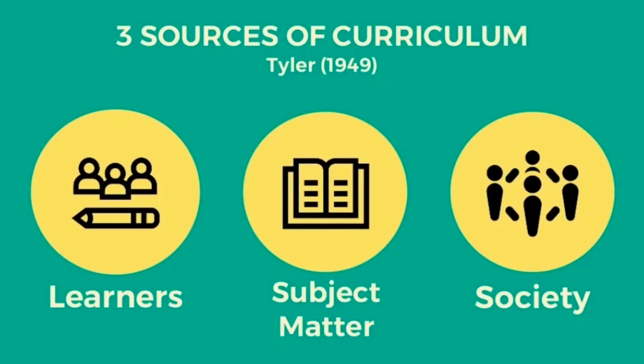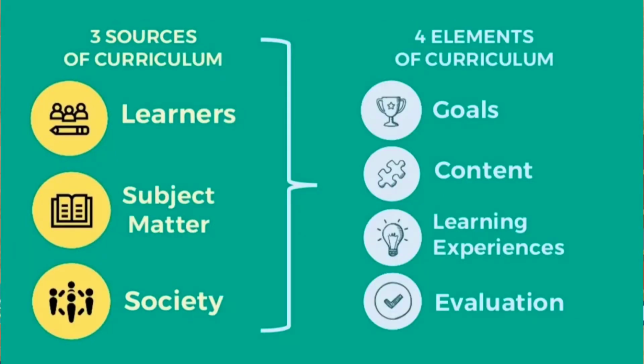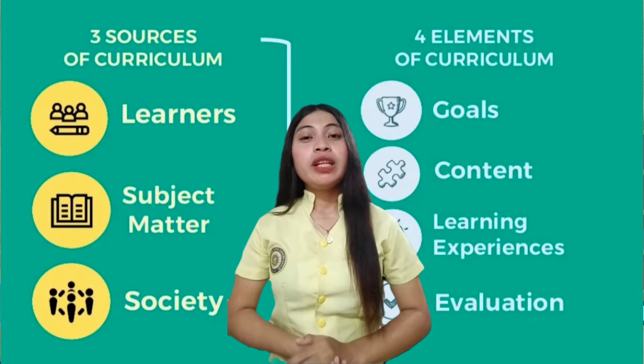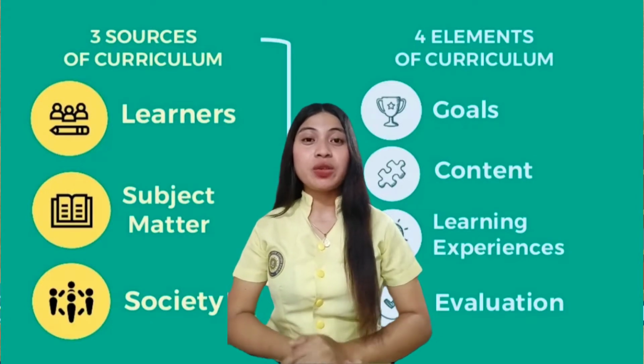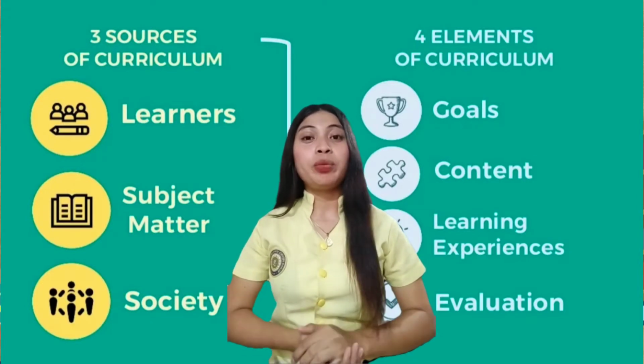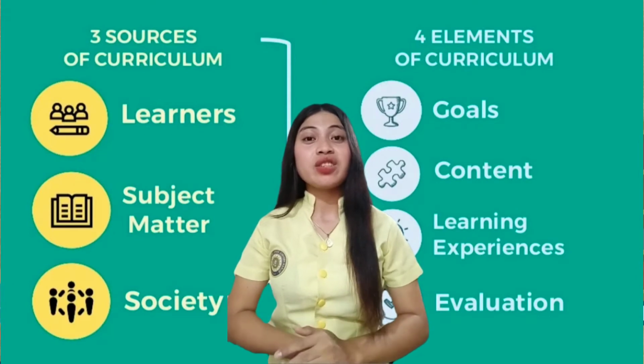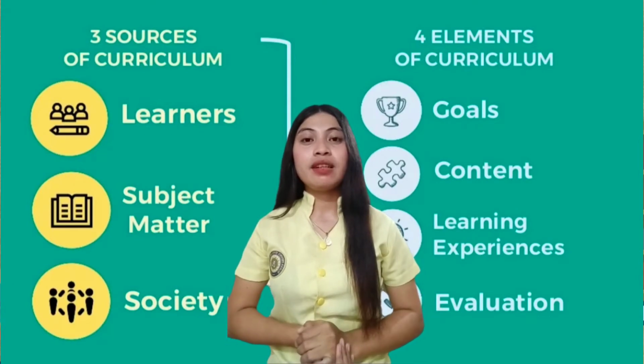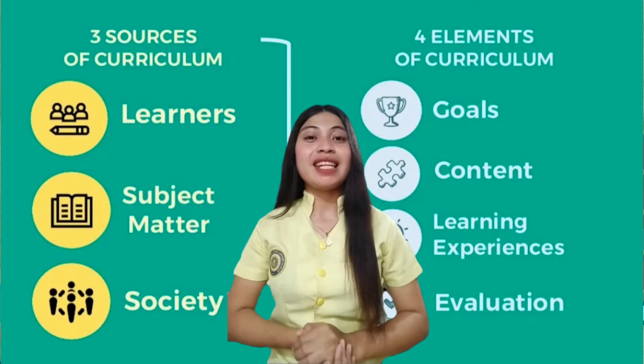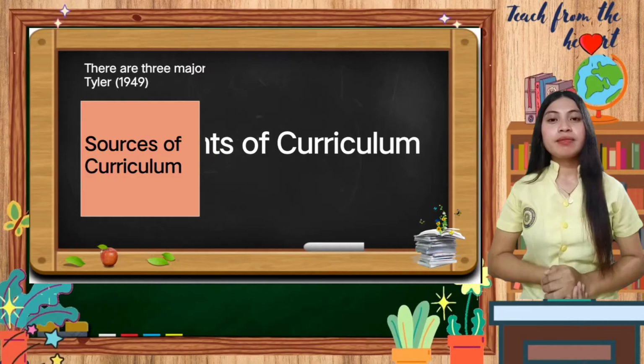Curriculum sources. According to Tyler, 1994, subject matter, the society, and the learners are the major sources of curriculum. And these sources need to be considered and examined in order to identify the four elements of curriculum. Also, it is important to understand the nature of the subject matter in order to provide knowledge and skills that are essential to the nature of the discipline. This also helps in selecting and designing curriculum content.